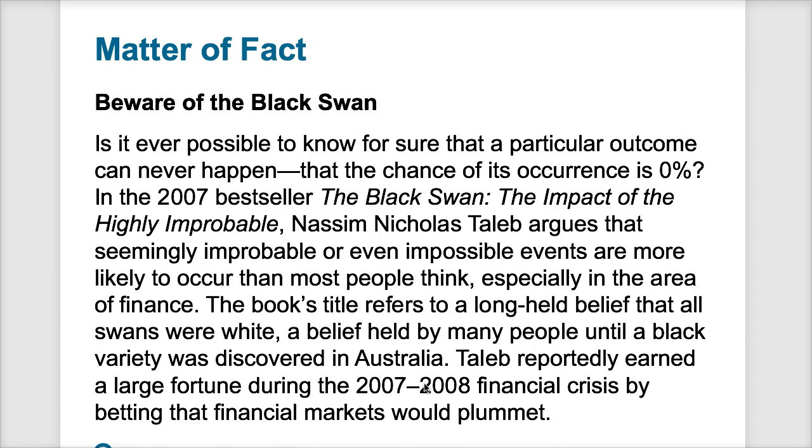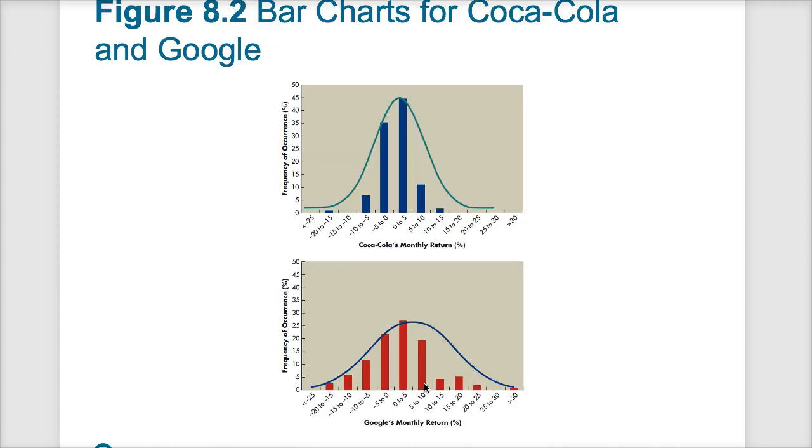So one should always keep in mind that the best assembled portfolios can still fall victim to a black swan that has the ability to lower values in many different asset classes across the board. So look at these bar charts for Coca-Cola and Google. If we look at the Coca-Cola's monthly return, so we're looking at the frequency of outcome from 0% to 50%, we see that most likely the Coca-Cola's monthly return is going to be 0 to 5%.